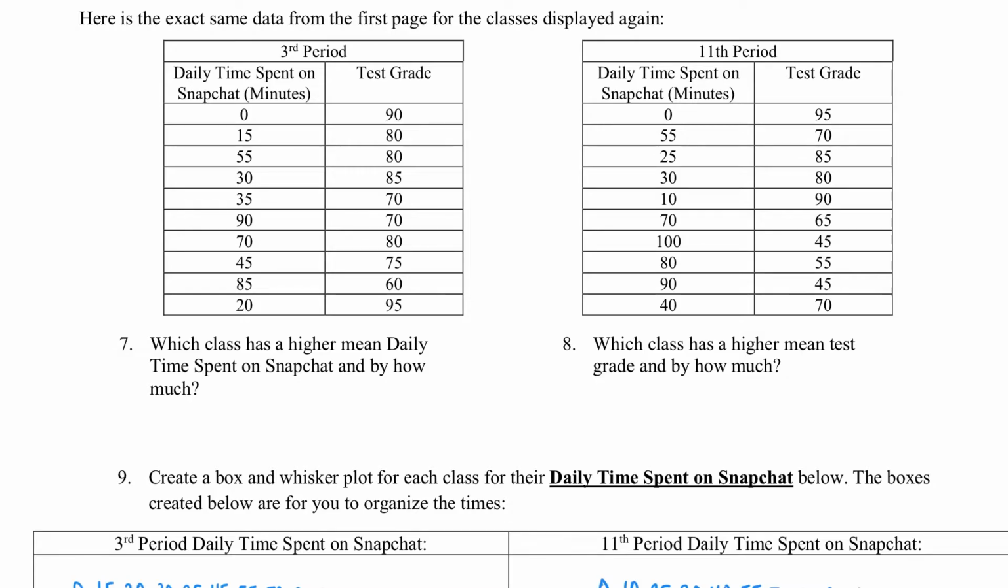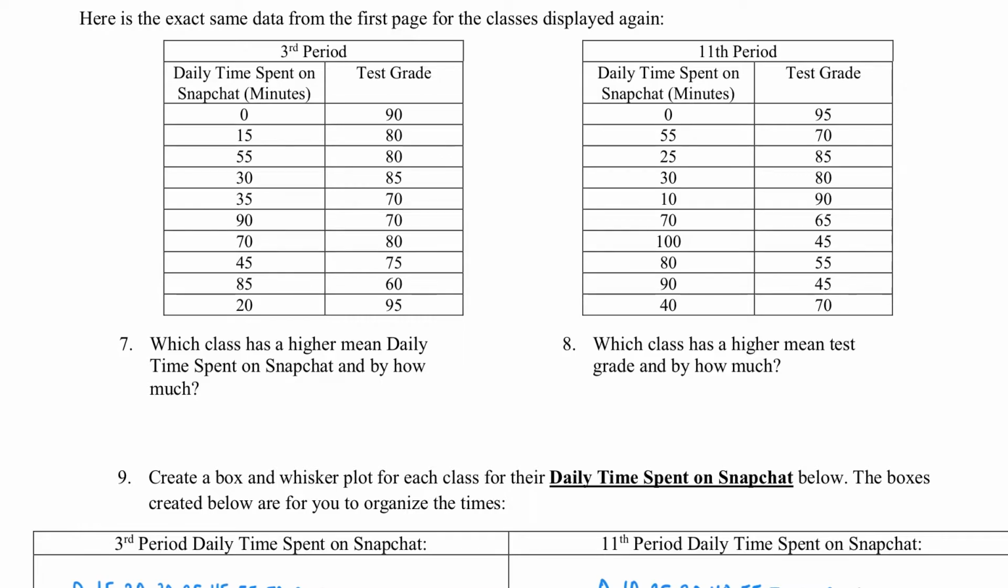All right, now we're going to look at the second page here. So here's the exact data from the first page for the classes displayed again. Number 7 is asking, which class has a higher mean daily time spent on Snapchat and by how much? So mean is just a fancy word for average.